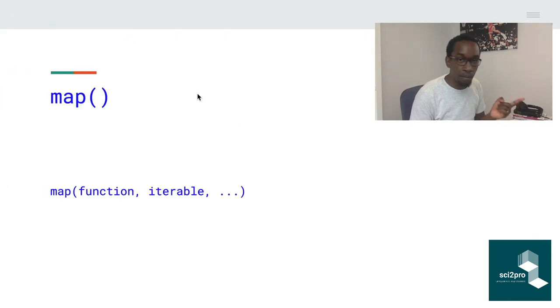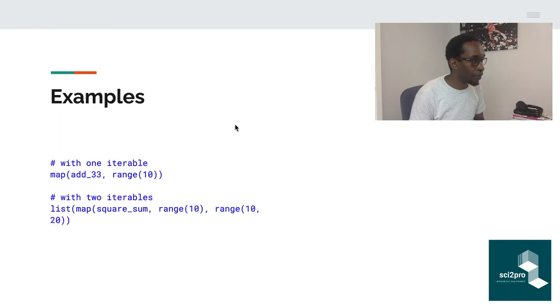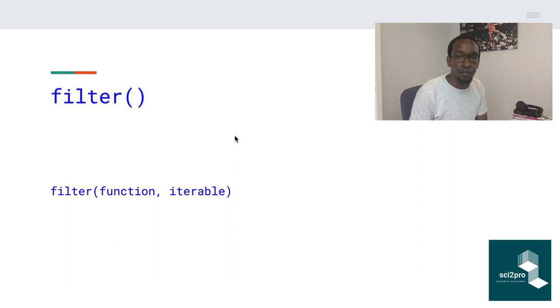Okay, so that's it for map. Map takes a function. The function can be a named function or an anonymous function. Let's now look at another function. So this is an example I just illustrated. Now let's look at filter.